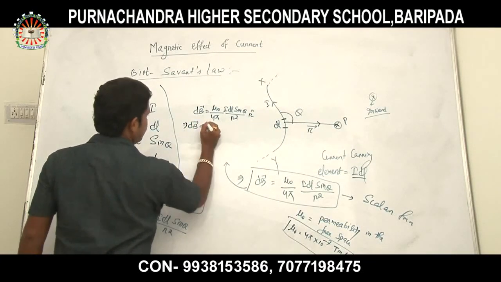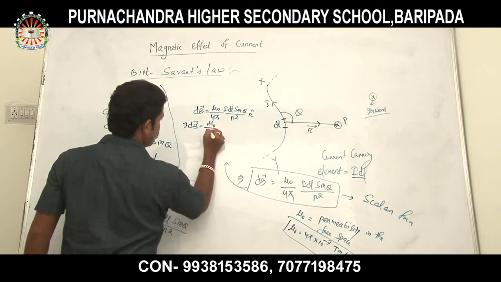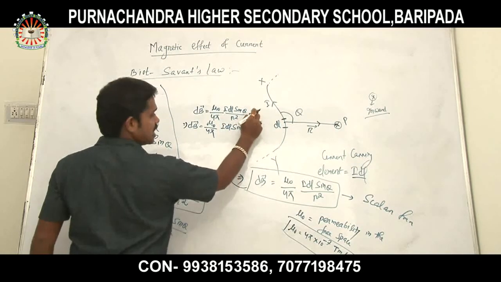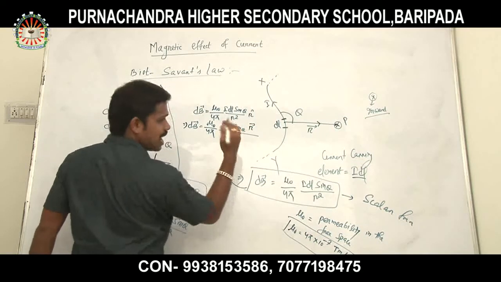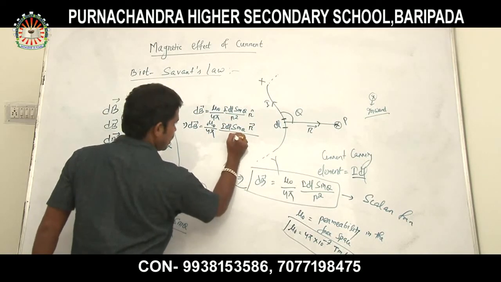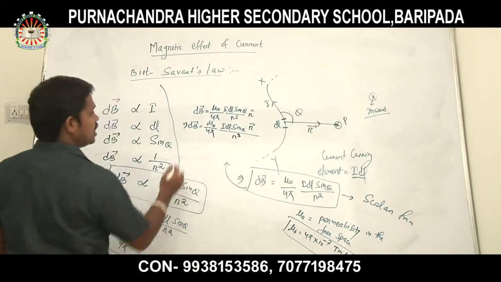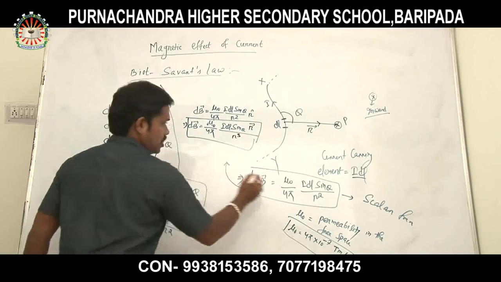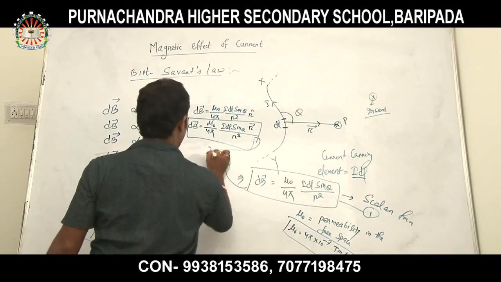So that implies dB is equal to mu 0 divided by 4 pi I dl sin theta. If I replace the value of r cap, what can I write? Now r vector divided by the magnitude of the r vector. So this is r square, that means r square into r, how much? r cube. So this is equation number 1, and this is equation number 2.